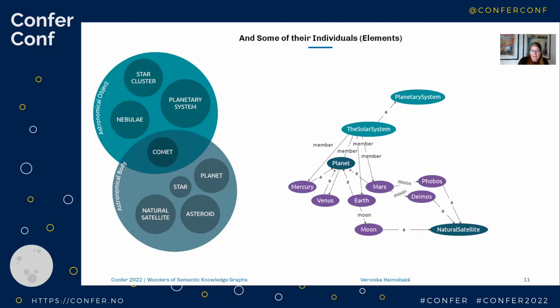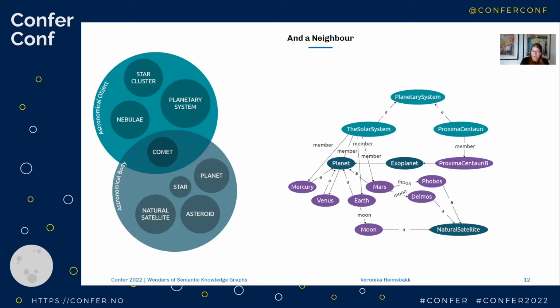And then let us add the elements. Mercury, Venus, Earth, Mars are all instances of the concept planet, and they are all members of the solar system. And the solar system is an instance of a planetary system. We have Earth and Mars having relationships to some natural satellites, Phobos and Deimos, and Moon, which are instances of natural satellites. And then we could add a neighbor, another planetary system, Proxima Centauri system, with a member Proxima Centauri b, which is from our point of view an exoplanet, which has all the characteristics of a planet.